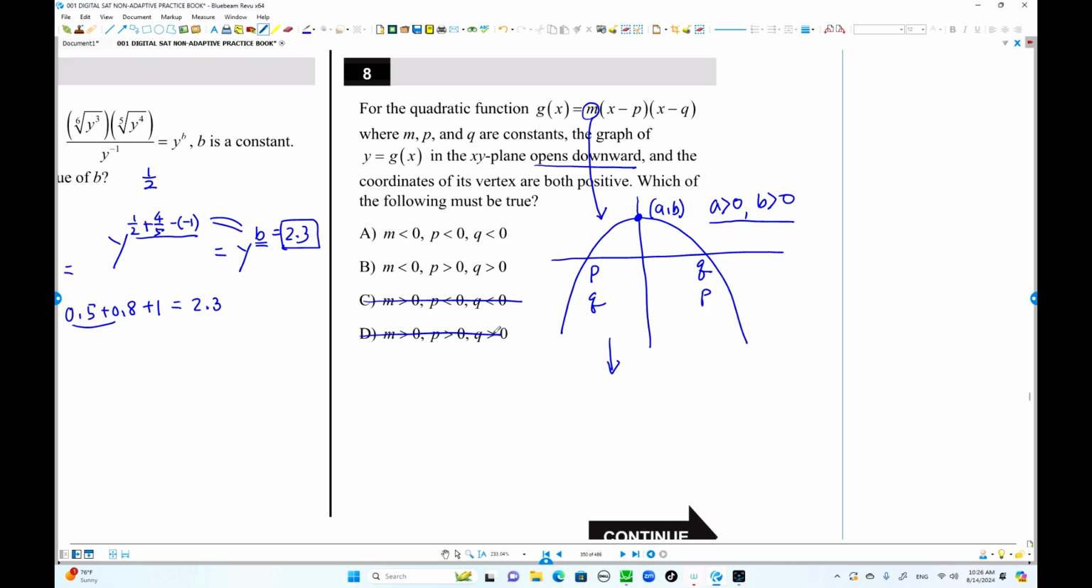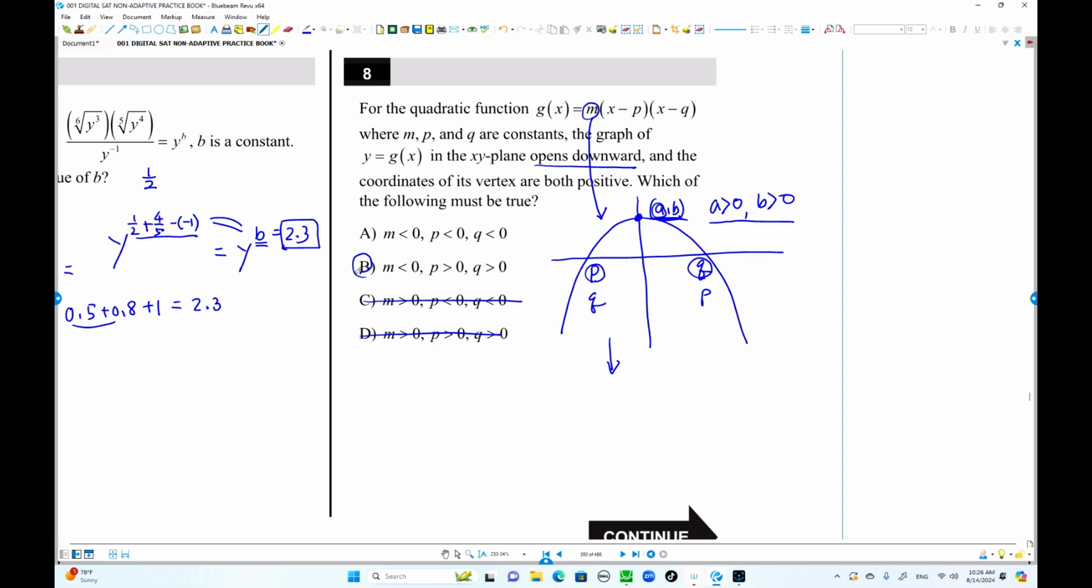Second one, try. The coordinates are both positive. A is positive, okay? What is that? P is positive, Q is positive, positive plus positive over 2 is A, and this is up here, definitely right there. B is positive, right? Choice B is the answer.